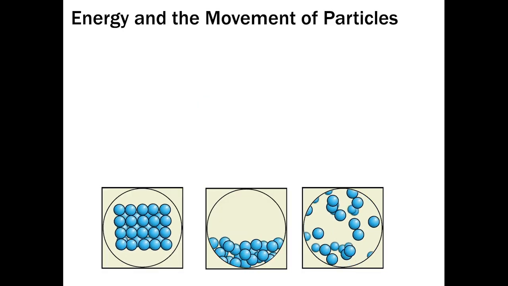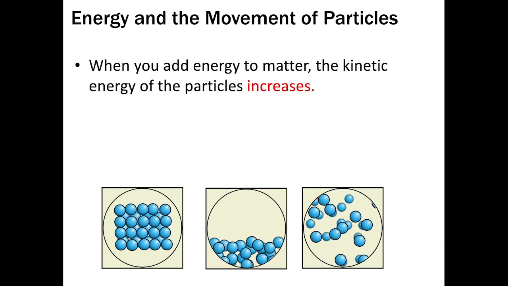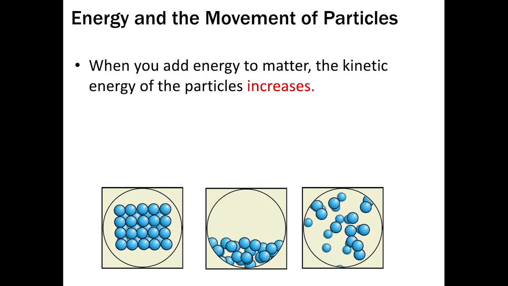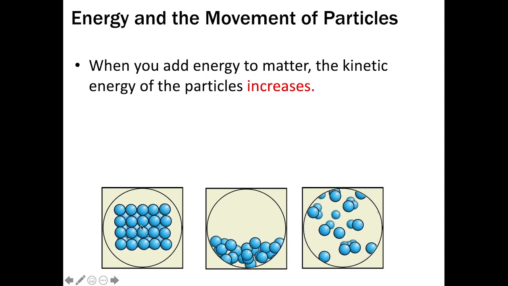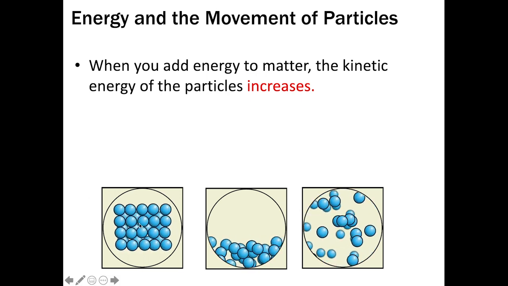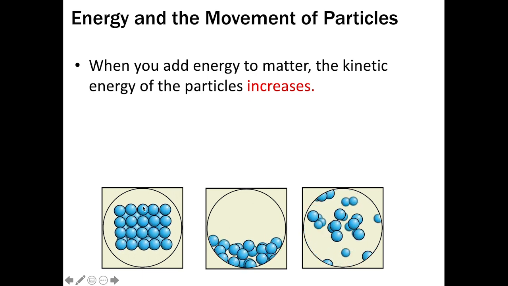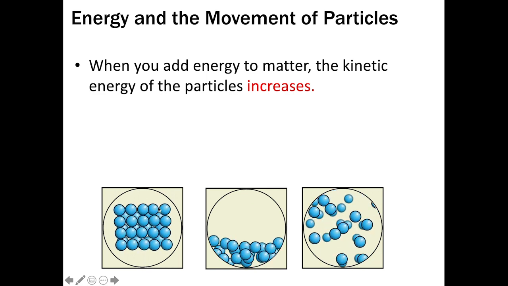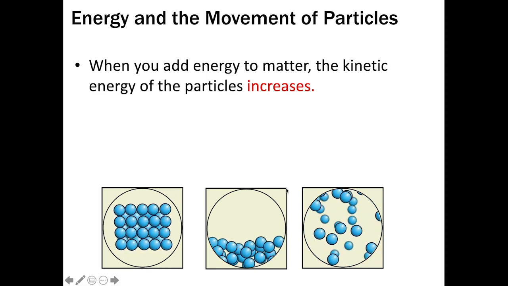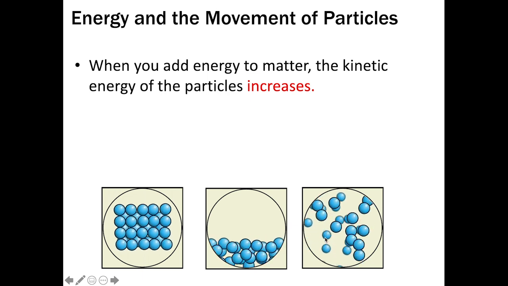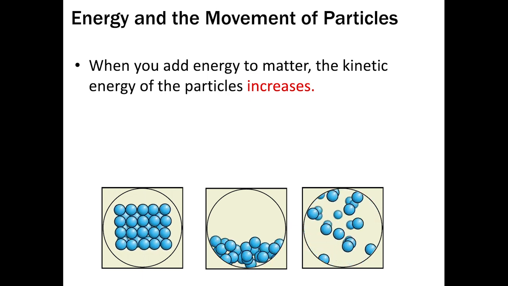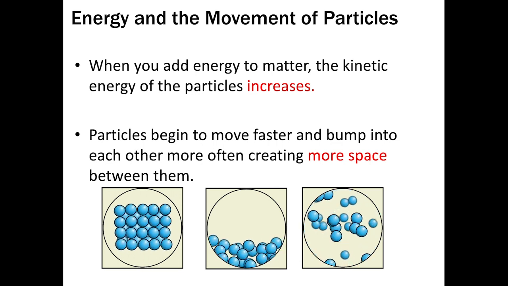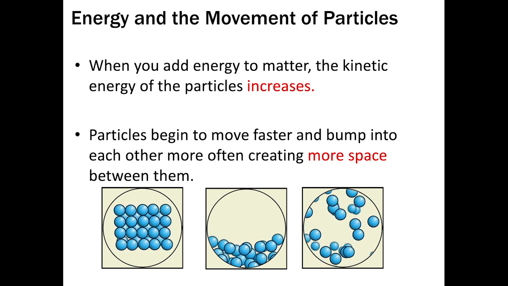So energy affects the way these particles move. So when you add energy to matter, the kinetic energy of the particles increases. So energy could be something like heat. If I added heat to something, I could start to get the kinetic energy of the particles increasing and moving around more. And the particles begin to move faster and bump into each other more often, creating more space between them.